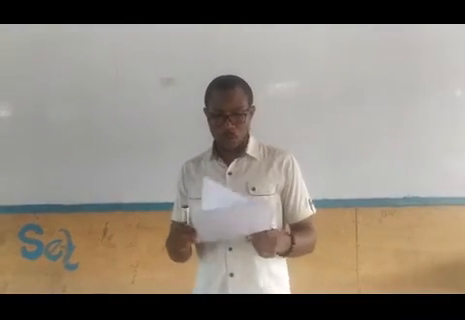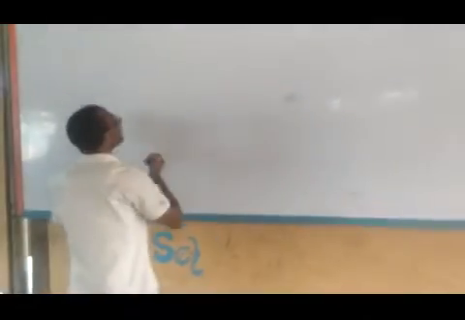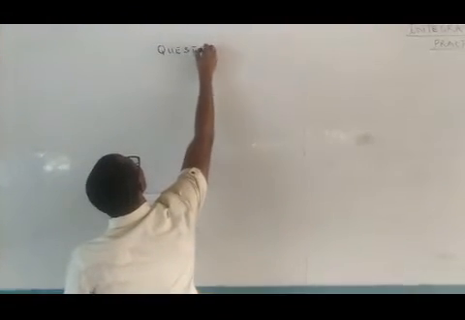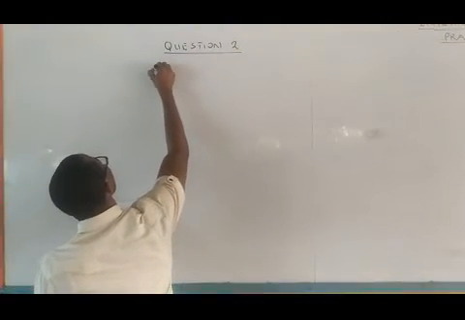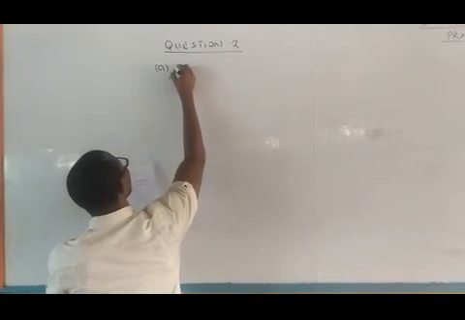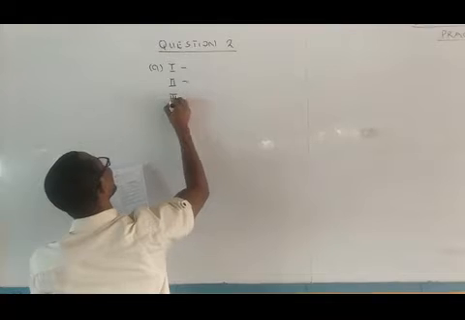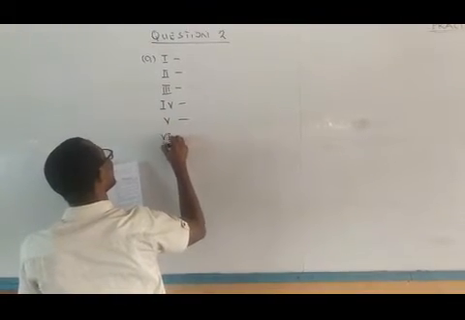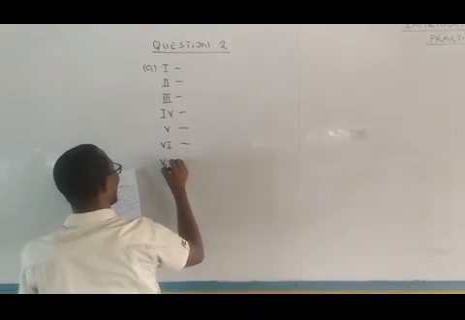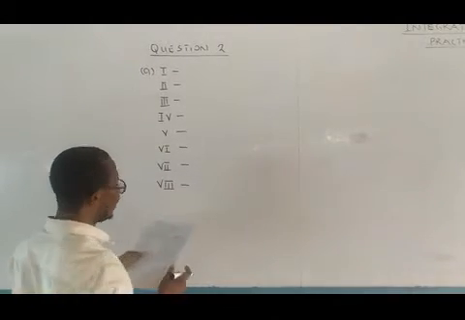Okay, so we're going to look at the solutions starting from question A. So question 2, question A. We are labeling the parts from I up to VIII. So we have I, II, III, IV, V, VI, VII, and then we have VIII.